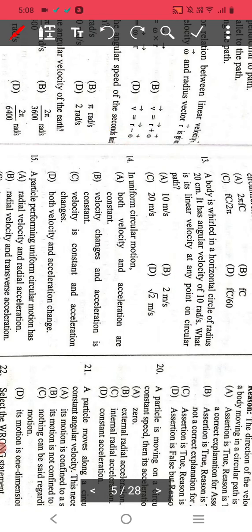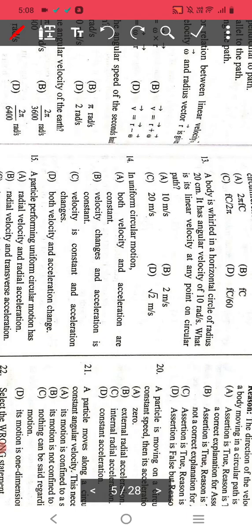In uniform circular motion, option A is both velocity and acceleration are constant. This is wrong. Velocity changes and acceleration is constant, this is also wrong. Velocity is constant and acceleration changes is also wrong. Velocity is changing and acceleration is also changing. Acceleration at every point, and velocity at every point, the direction is also changing. So option D is the correct answer. I think this question was asked as one of the previous year questions in CET.